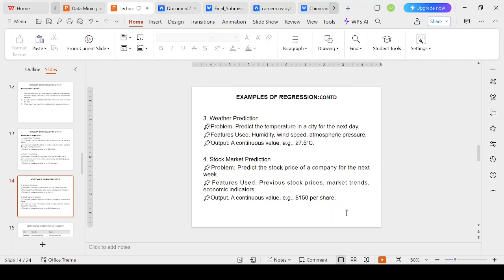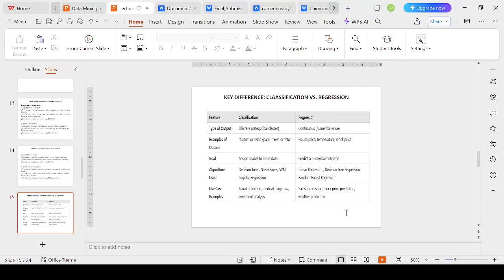Stock market prediction. The problem is to predict the stock price of a company for the next week. Features use previous stock prices, market trends, and economic indicators. The output is a continuous value like $150 per share. So when we deploy a model, you see clearly in real time how these things are done. This is a key difference between classification versus regression problems.